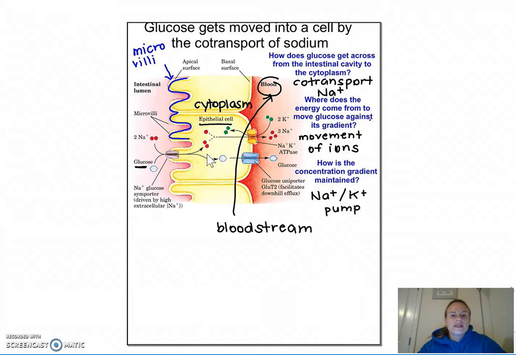Now, how is this concentration gradient maintained? It's that sodium-potassium pump. Once again, that plays a vital role in maintaining this concentration gradient.